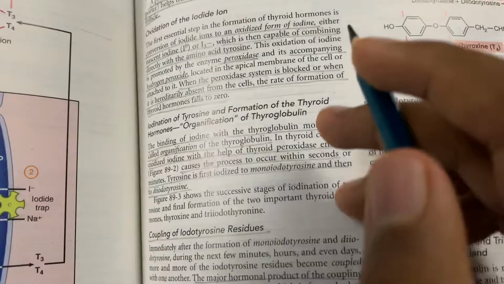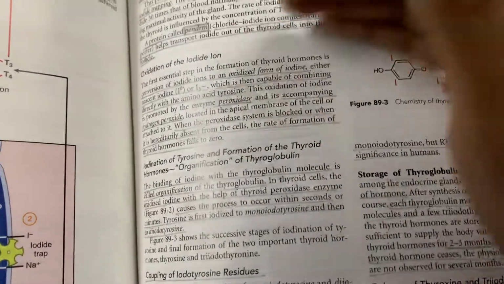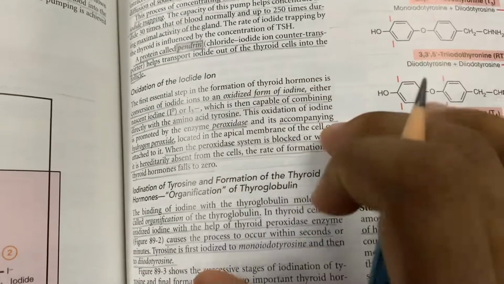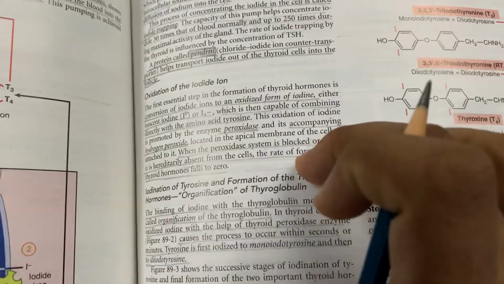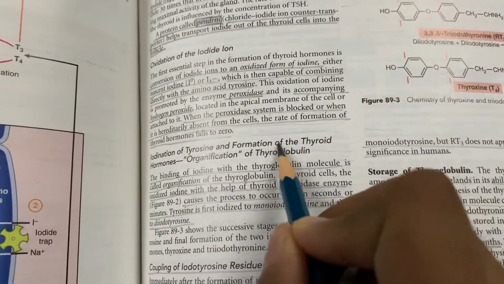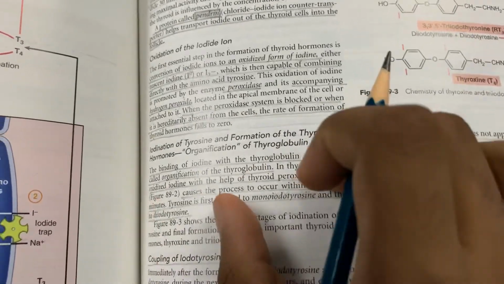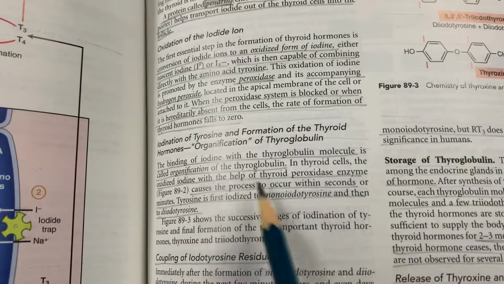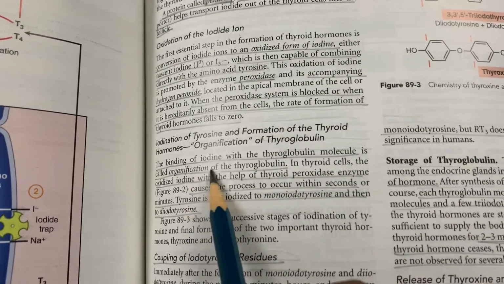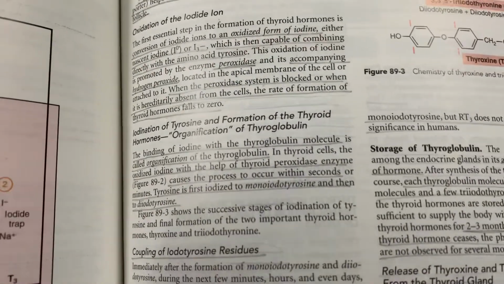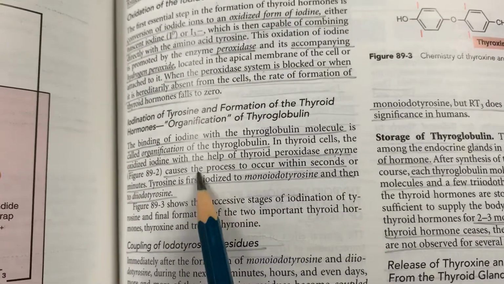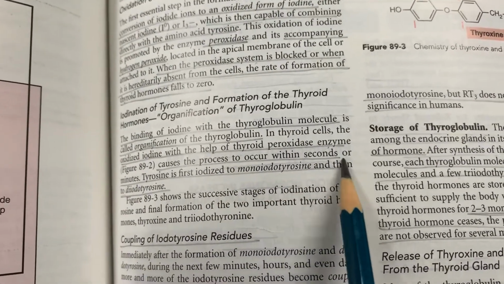And then what happens is, you have concentrated the iodine via the iodide trap, and then you've oxidized it so that now it needs to combine with tyrosine, the tyrosine part of the thyroglobulin. Okay, so this binding is called organification of the thyroglobulin. Okay, so oxidized iodine with the help of thyroid peroxidase enzyme causes the process to occur within seconds or minutes.